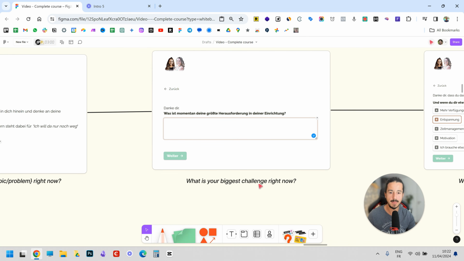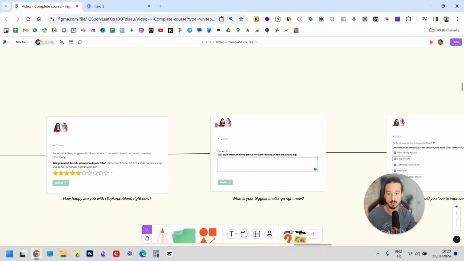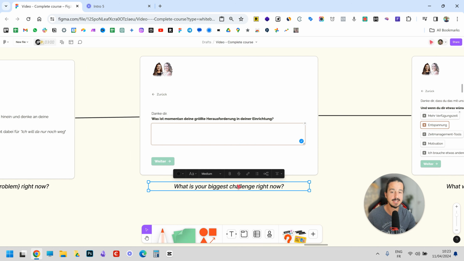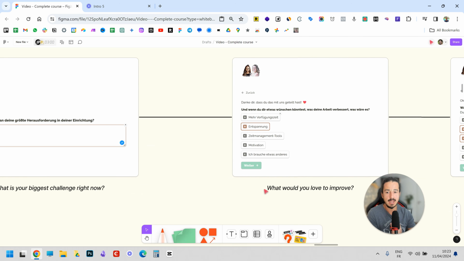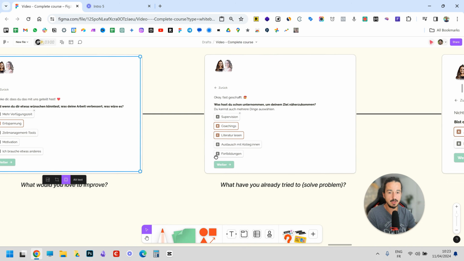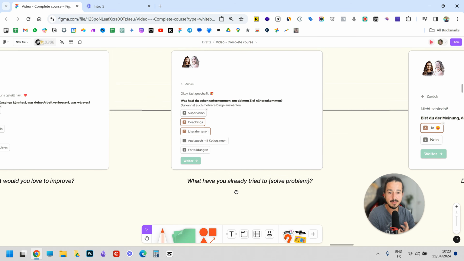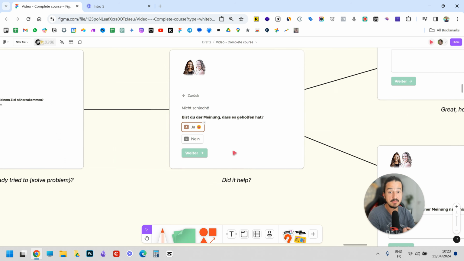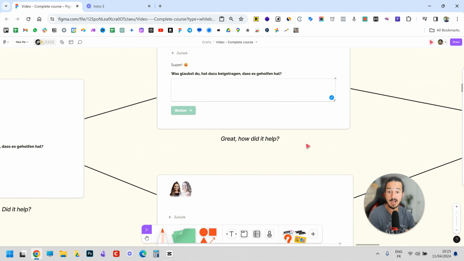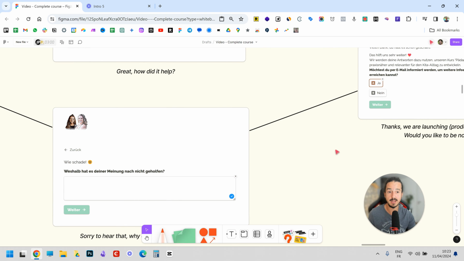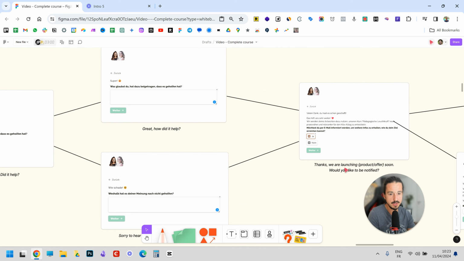Usually I would only use one. What's your biggest challenge right now? So remember, it's not in general. We have already talked about the pain, so it's specific to this area. What's your biggest challenge right now? So that's the open question. Then another question: how would you love to improve in that field, that area? What have you tried yet? Did it help? Great, how did it help? Or sorry, why do you think it didn't help? So now you have the second open question.